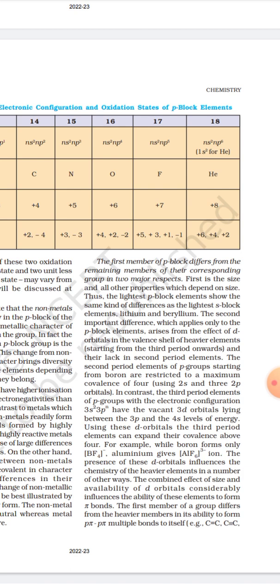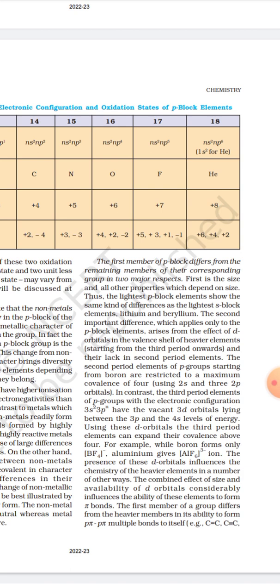The second period elements of the p group, starting from boron, are restricted to a maximum covalence of 4. In contrast, the third period elements of the p group have vacant 3d orbitals lying between the 3p and 4s levels of energy in their electronic configuration. Using these d orbitals, the third period elements can expand their covalence above 4. For example, while boron forms only BF4 negative ions, aluminium gives AlF6 3 negative ions. The presence of these d orbitals influences the chemistry of the heavier elements in a number of other ways.